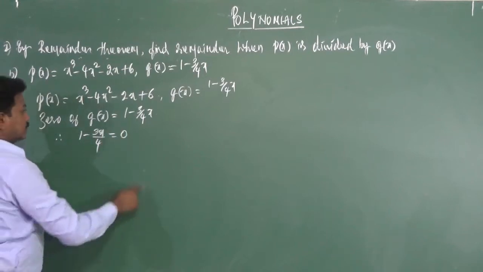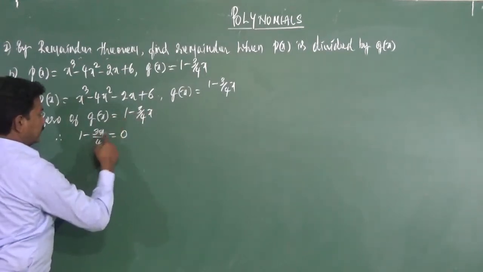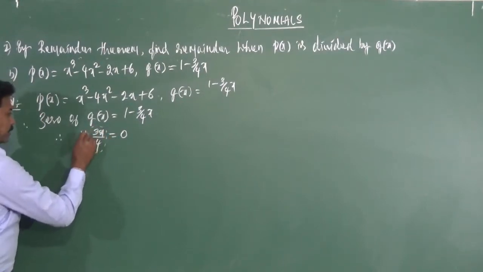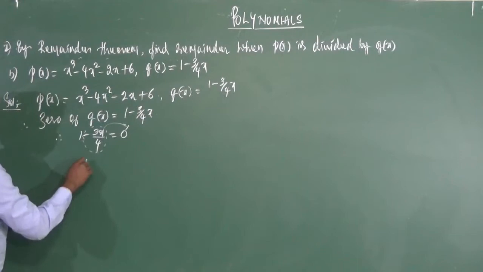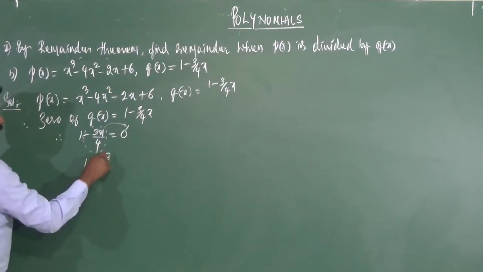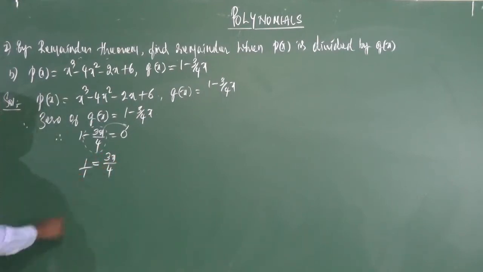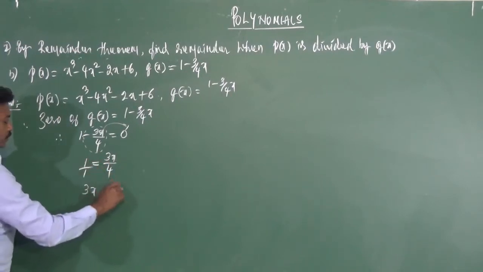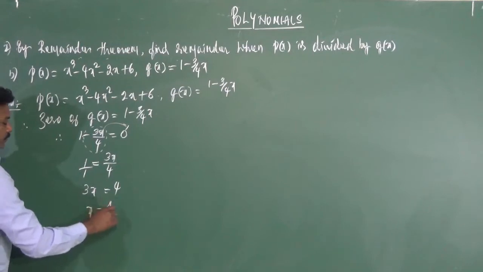This can be taken like this. So 3 into x is 3x by 4. Let us transpose minus 3x by 4 to the RHS, so that becomes 1 is equal to 3x by 4 by 1. So 3x into 1 is 3x, is equal to 1 into 4, which is 4. So x is equal to 4 by 3.